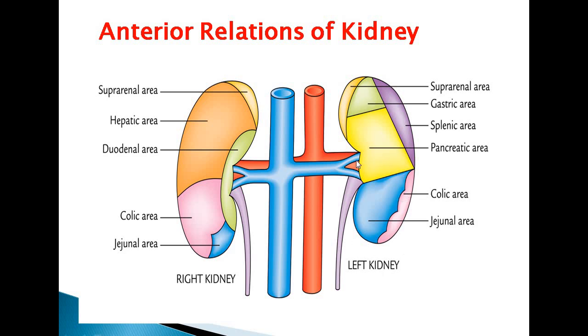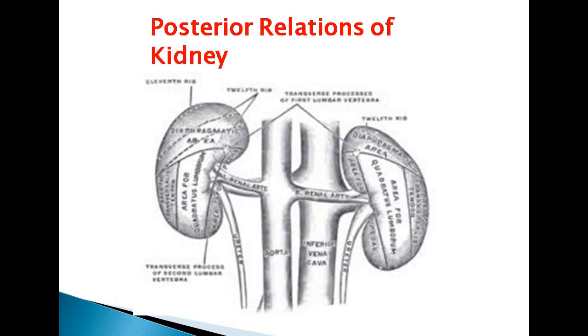This left kidney is related with the 3 parts of the GI tract, that is stomach, then the colon and the jejunum. It is also related with the 3 glands, that is the suprarenal gland, the spleen and the pancreas. So these are the important relations of the kidney. The upper part of the medial border is related with the suprarenal gland and the lower part of the medial border is again related with the ureter. So these are the anterior relations of the right and the left kidney.